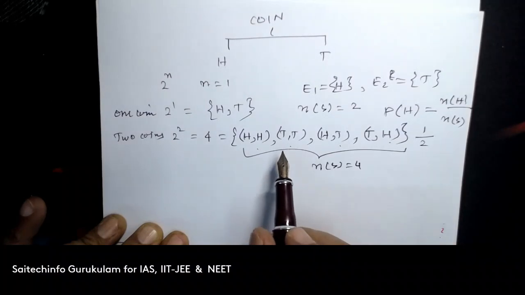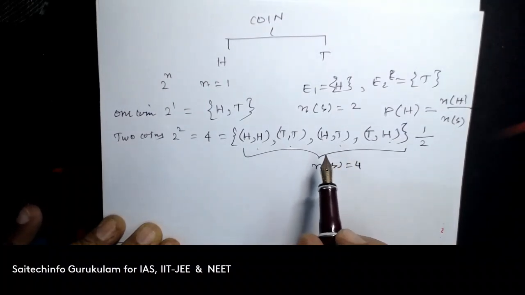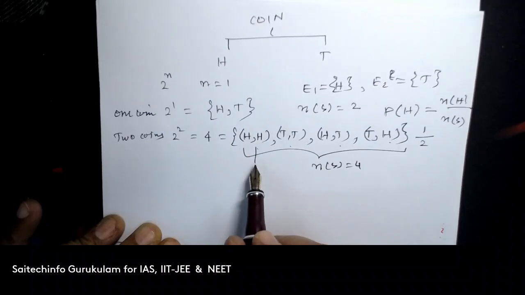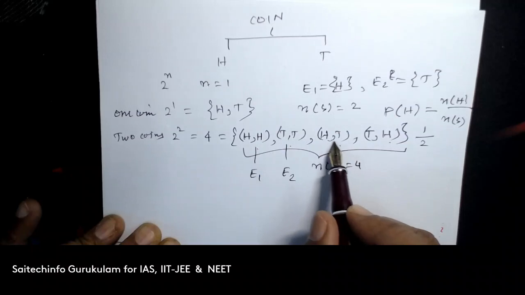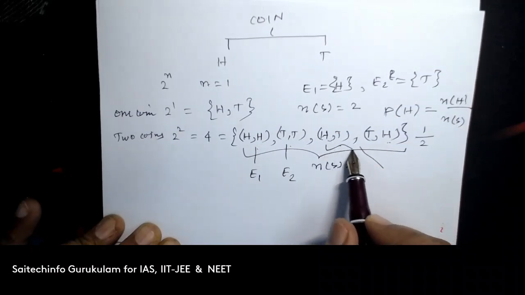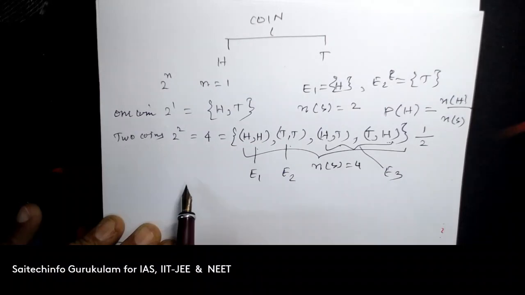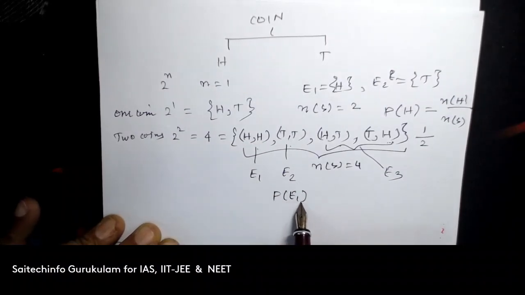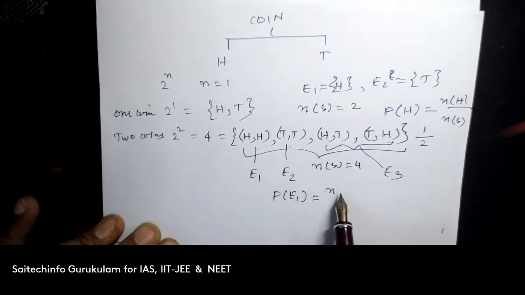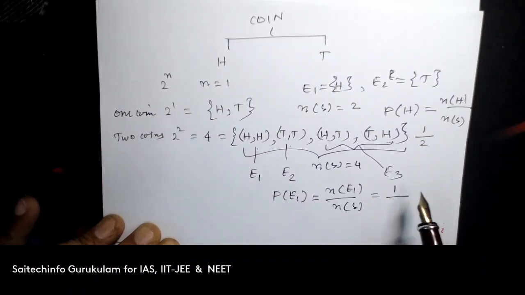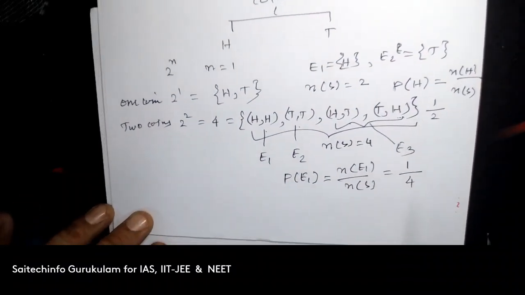Now what is the probability of getting HH? What are the desired events here? This is desired event E1, this is E2, and these two together as E3. The probability of getting E1: HH means it is only one time. So the number of E1 divided by the number of sample space elements. The number of E1 is only 1, divided by sample space elements 4. So the probability is 1 by 4.